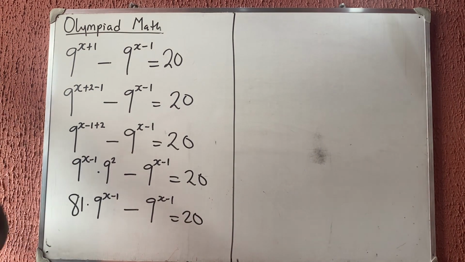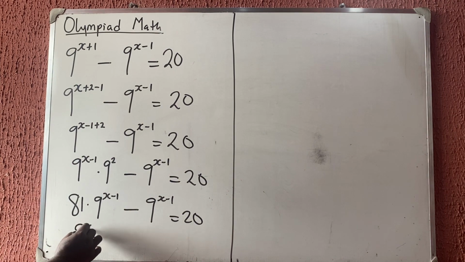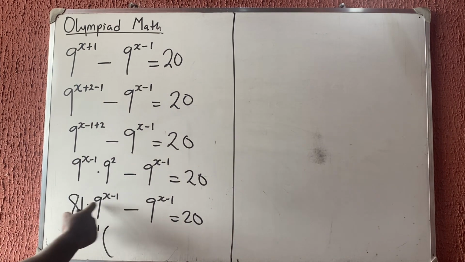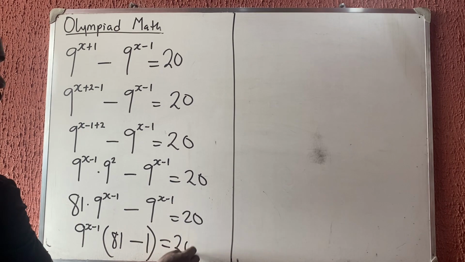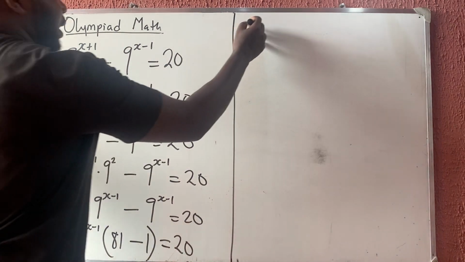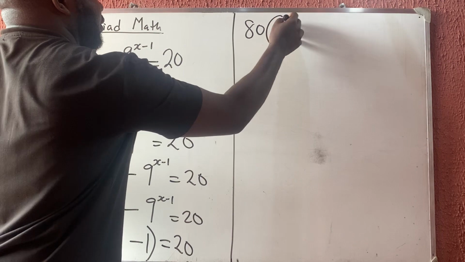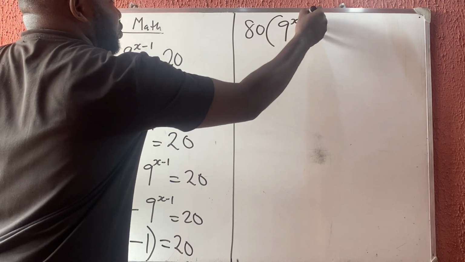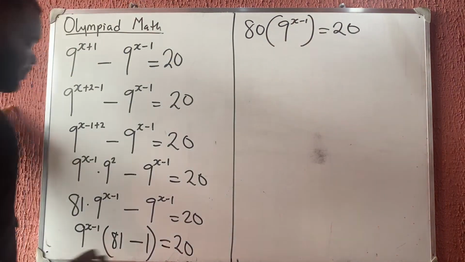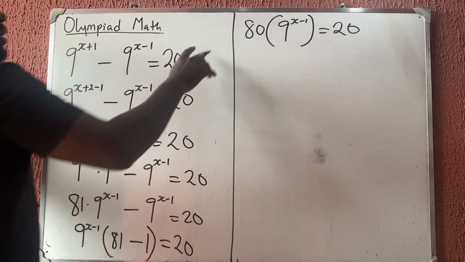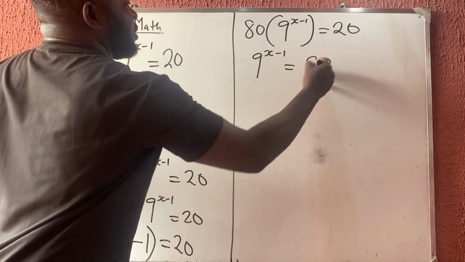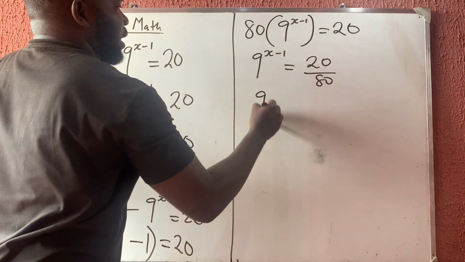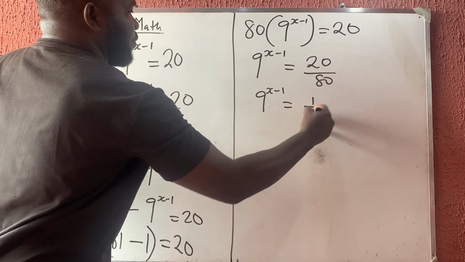Now I can factorize. If I have 9 raised to power x minus 1, then this divided by this, I'm having 81 that is remaining here, minus this divided by itself, I'm having 1, is equal to 20. So this and this is 80. So I have 80 in bracket of 9 raised to power x minus 1 is equal to 20. So this and this gave us the 80. So divide both sides by 80 to have that 9 raised to power x minus 1 is equal to 20 divided by 80. So 9 raised to power x minus 1 is equal to 1 over 4.